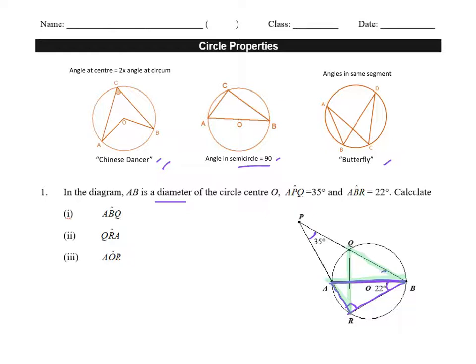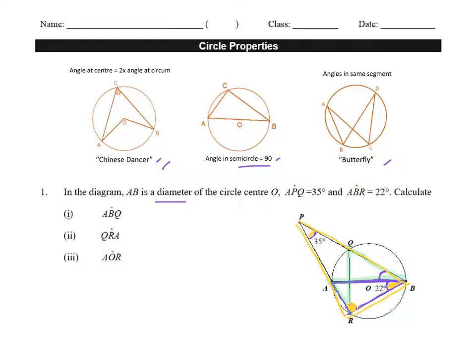Oh, ABQ is over here. That means I will need to find this angle over here. What can I find? Can you see the following triangle, PRB? It's a right angle triangle, right? We have 35 degrees, 90 degrees, 22. So in order to find angle ABQ, we just need to do a simple subtraction.